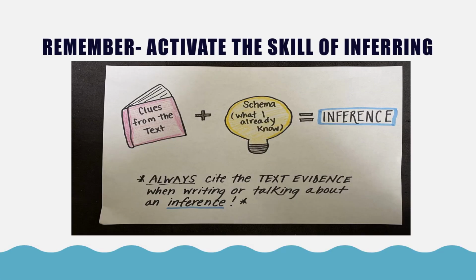I also want to remind you that we're activating this big skill of inferring as we do all of our work this week. Inferring, once again, means that we're using clues from the text, or what the author isn't telling us but kind of hinting at, and the schema that you already have, which is your background knowledge, what you already know. When you put those two things together, they become an inference.